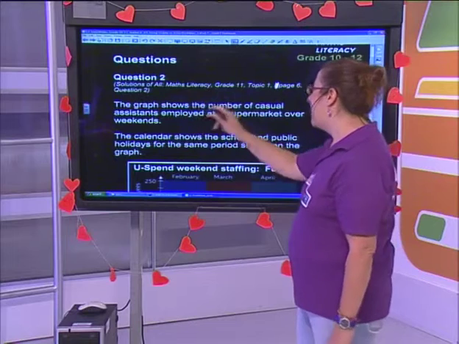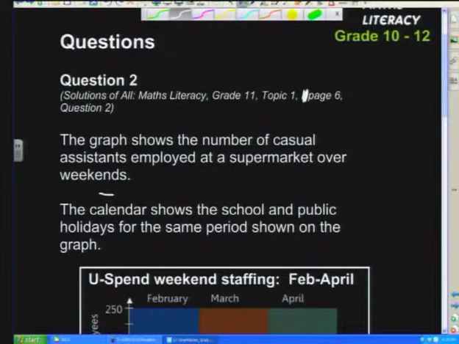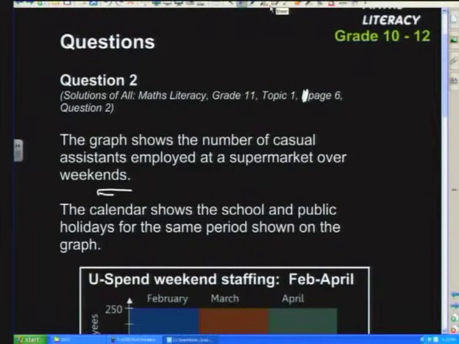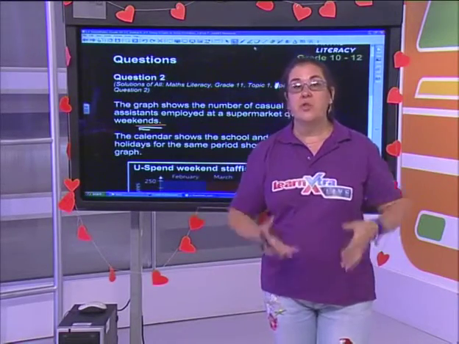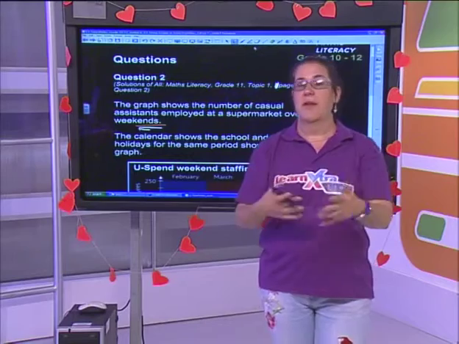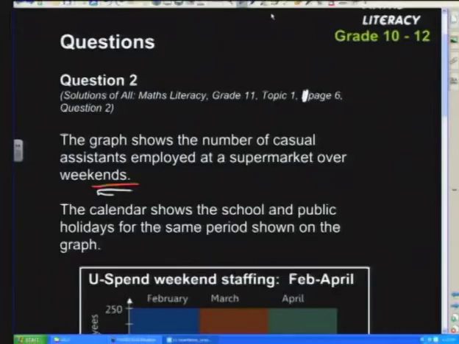So, the graph shows the number of casual assistants employed at a supermarket over a weekend. Oh, no, I don't want to use white. That's very boring. So no, not changing the color. Right. Over a weekend. So we're looking at one weekend and we're looking at the number of people employed. These are the kind of graphs that we're going to use to tell a story. And this is what we're going to look at now. So the calendar shows the school and public holidays for the same period shown on the graph.